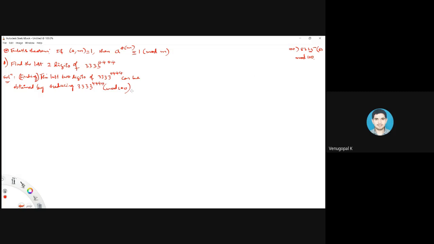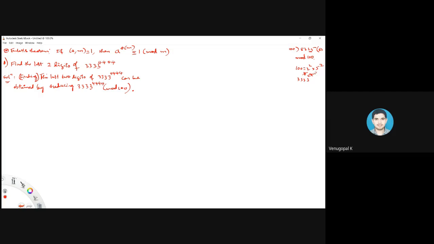Okay, now to do that, we need to first start by looking into numbers which are co-prime. Now here, if you look at these two numbers, 100 and 3333, 100 can be written as 25 into 4, which is 2 square into 5 square. 2 is definitely not a factor of 3333. 5 is also definitely not a factor of 3333, right?